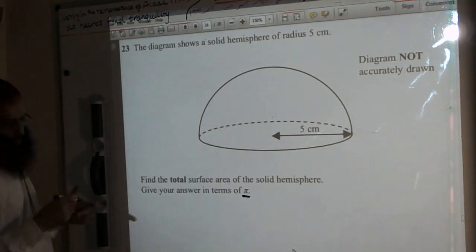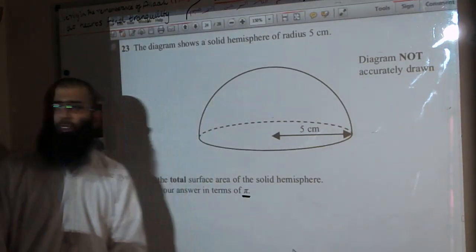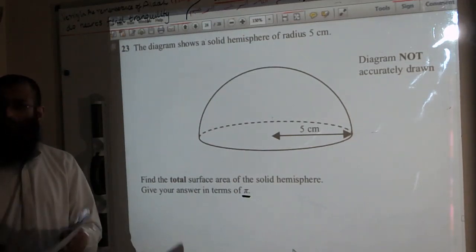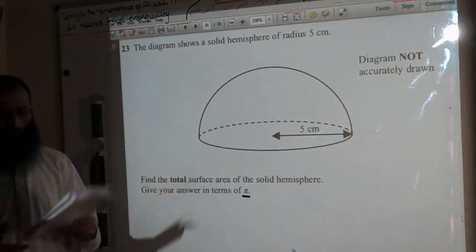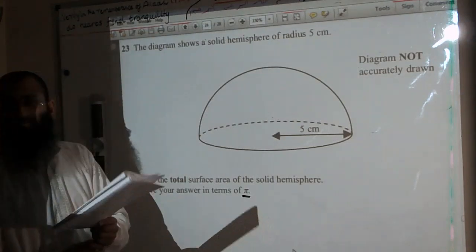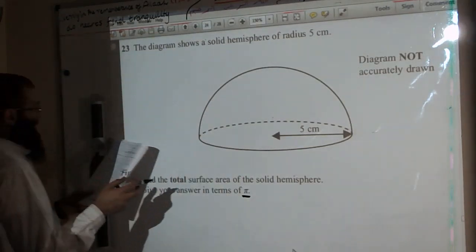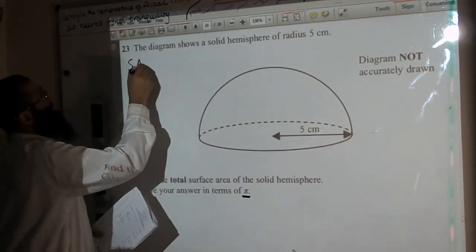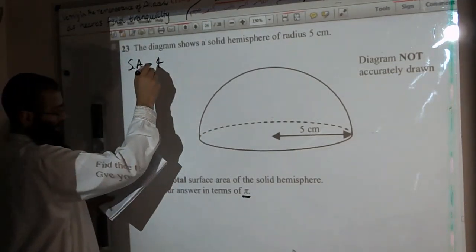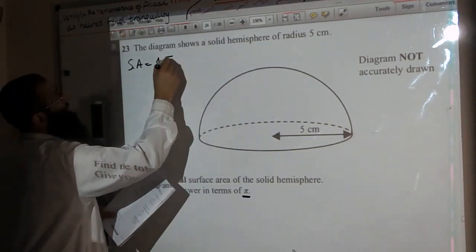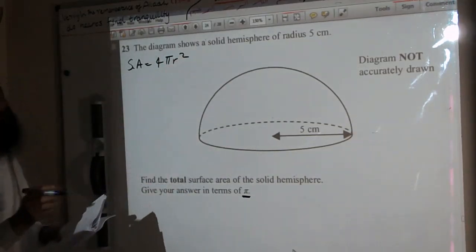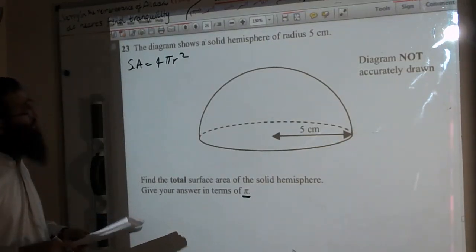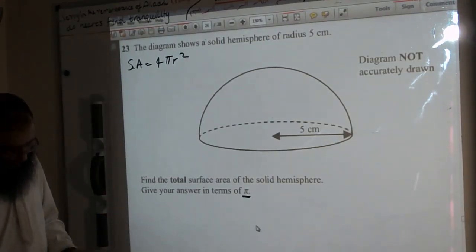Okay, right. What we need to do first of all, to work out the surface area of a hemisphere, I want everybody to turn to the inside of the first page of the exam paper. You'll have a formula sheet there. And we have here the surface area of a sphere, 4 pi r squared. 4/3 pi r cubed is the volume. So the surface area of a sphere is 4 pi r squared. Good.